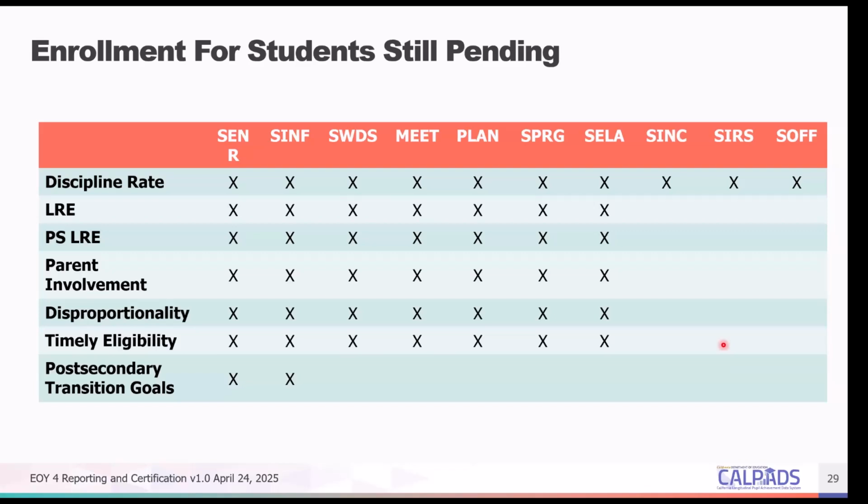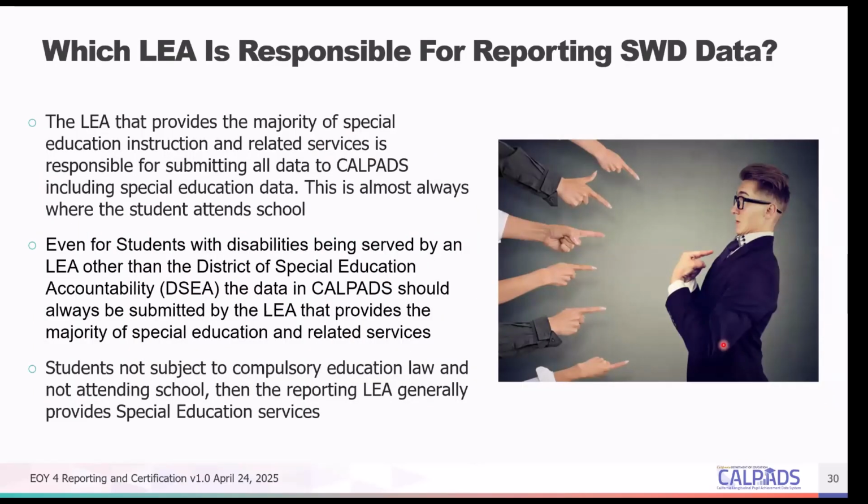So there is a heavy load on your part to make sure that all of the data coming from the SIS is accurate, and that way any SPED data being introduced won't run into any conflict, right? So again, which LEA is responsible for reporting SWD data? In general, the LEA that provides the majority of special education instruction and related services is responsible for submitting all data to CALPADS, including the SPED data.